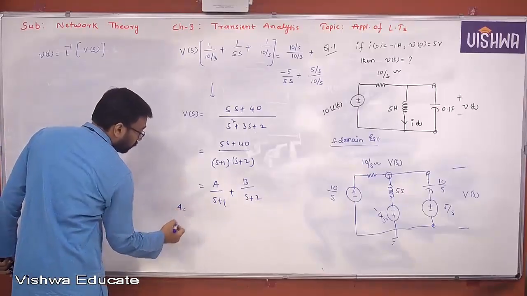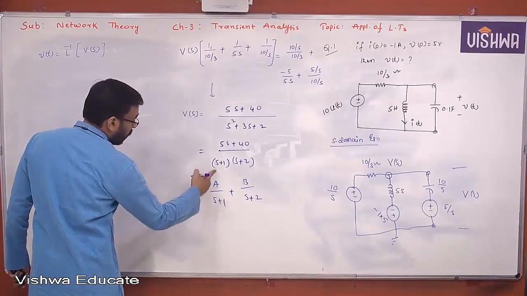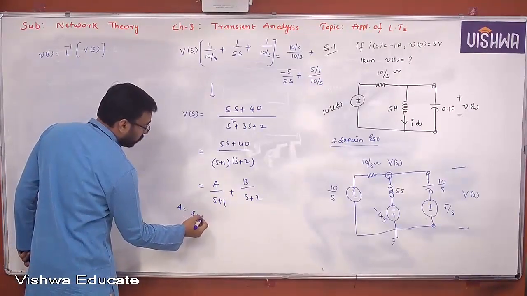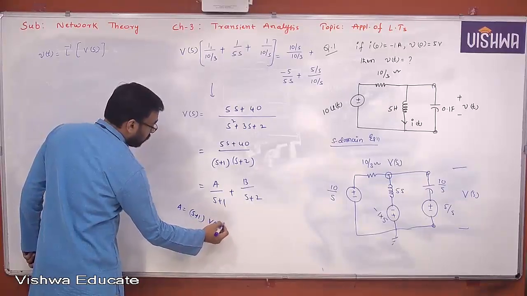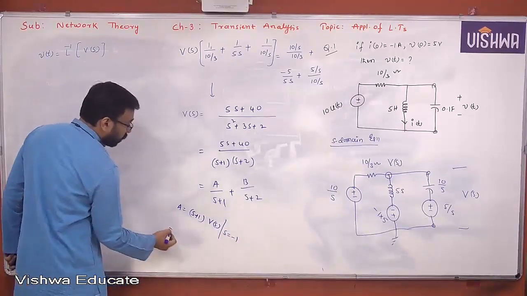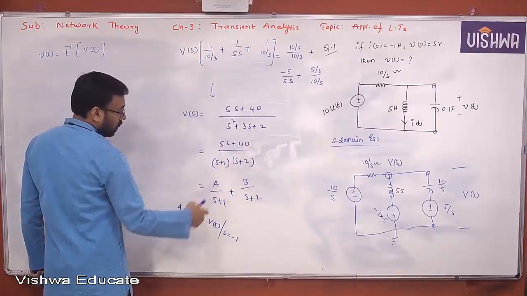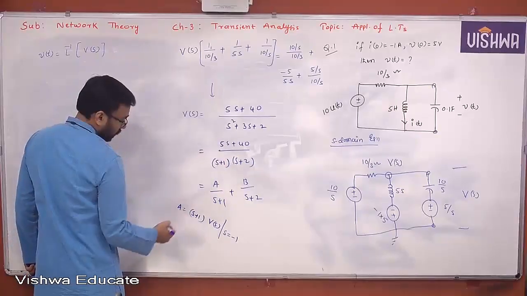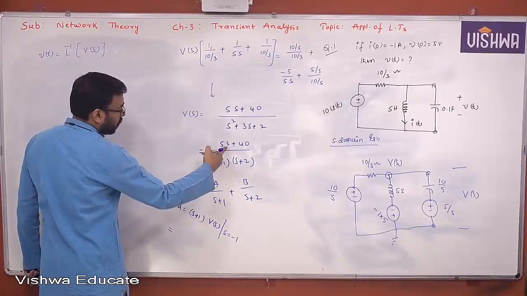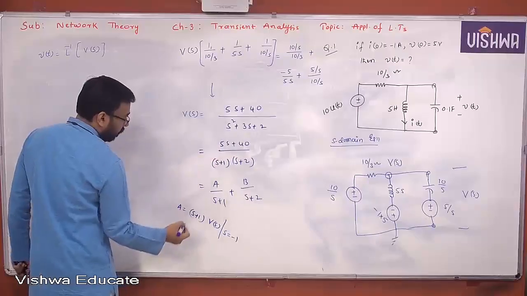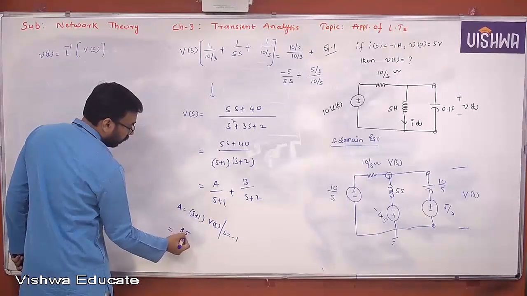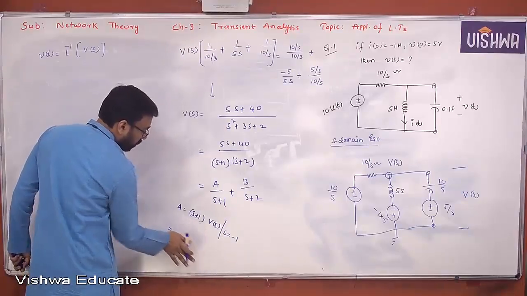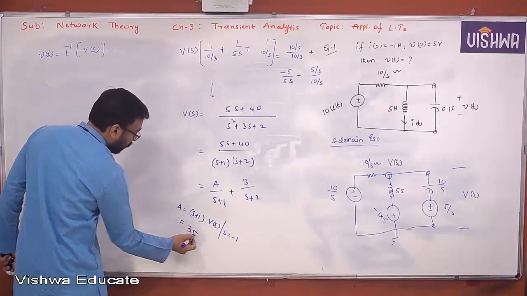A is equal to, you can substitute here, right? You can substitute S plus 1 into V of S, S is equal to minus 1. So S plus 1 into this total, both will get cancelled. And finally minus 1, if you substitute, what do you get here? 5 into minus 1. So 40 minus 5 will give you 35. A is nothing but 35. That's it.